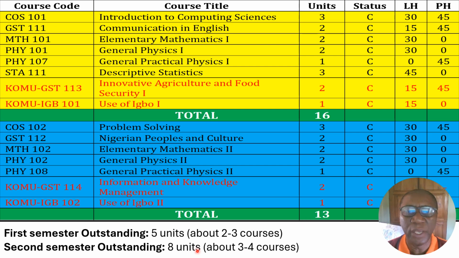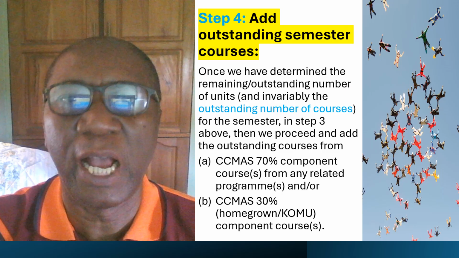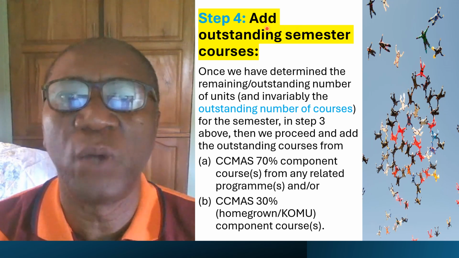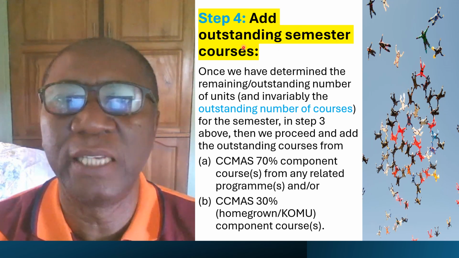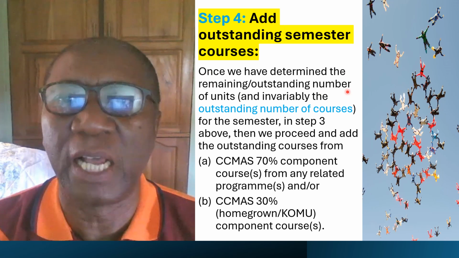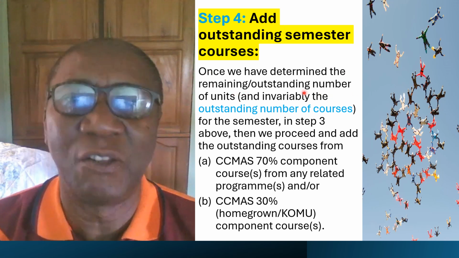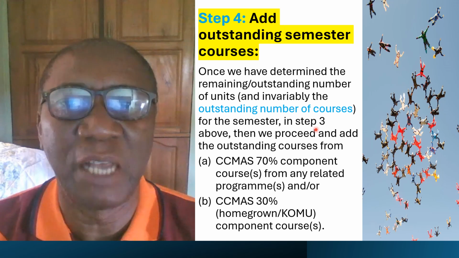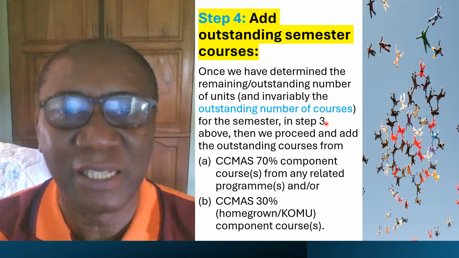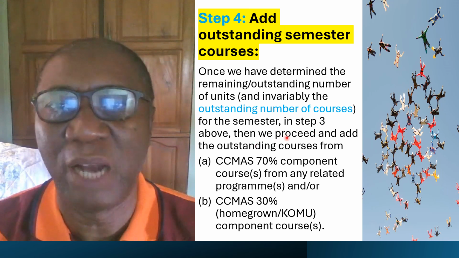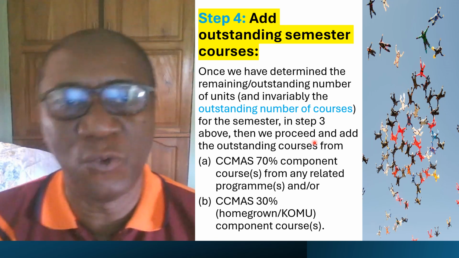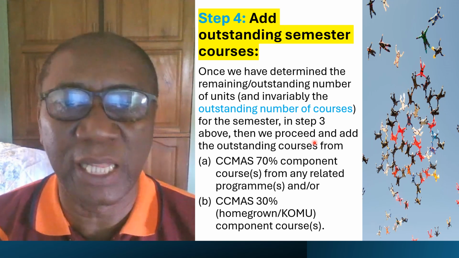So how do we make up for the outstanding courses? That's step 4. We are going to add the outstanding semester courses. Once we have determined the remaining and outstanding number of units, and invariably the outstanding number of courses for that particular semester, the next thing we have to do is to proceed and add those outstanding courses. How do we get them? There are two ways we can get the outstanding courses.